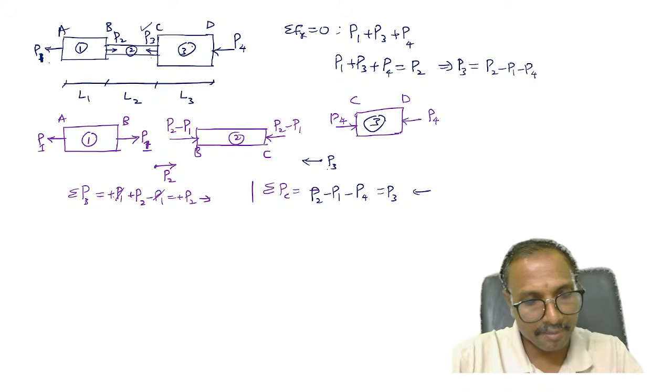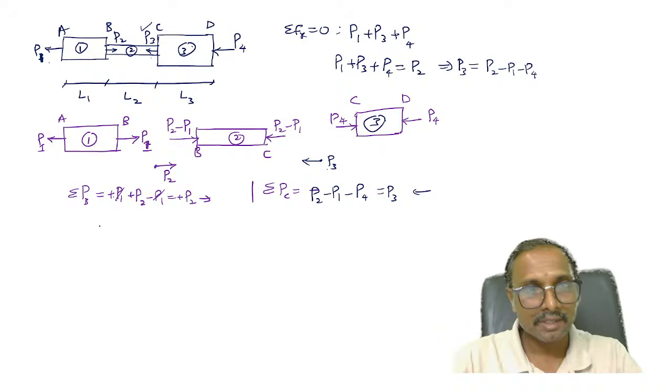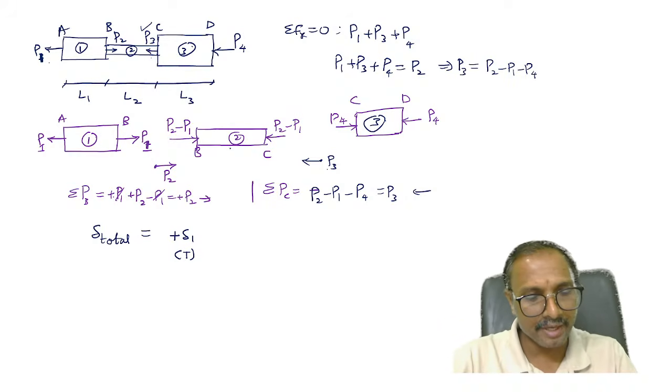So now tell me, what is the net deflection? What is delta total? Plus delta 1, right? Why plus delta 1? Because of this tension. What is this second portion? It is compression, right? Since the second portion is compression, it is minus delta 2. Why minus? Because it is compression.